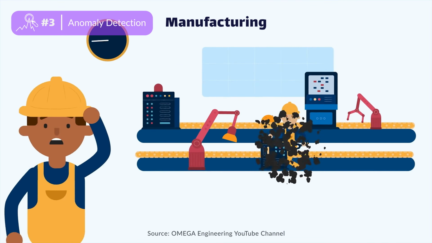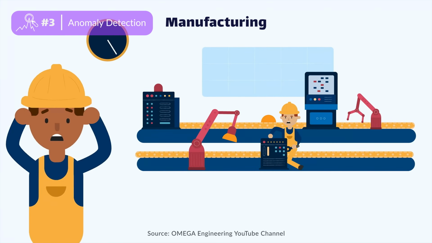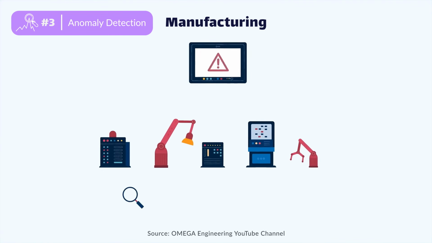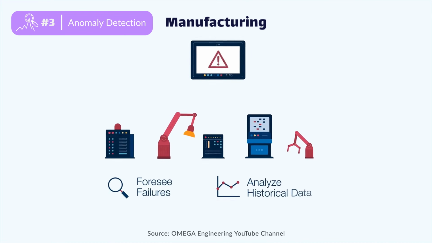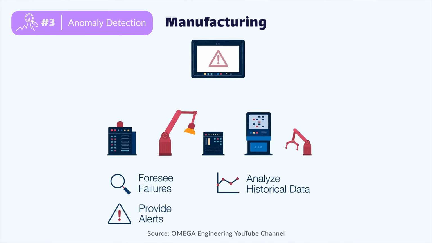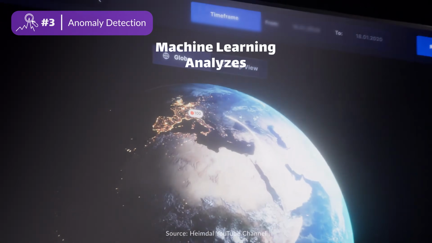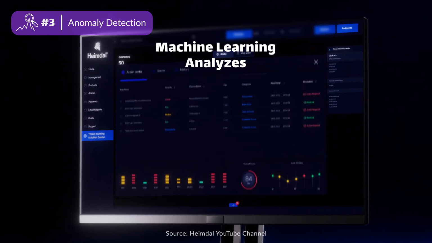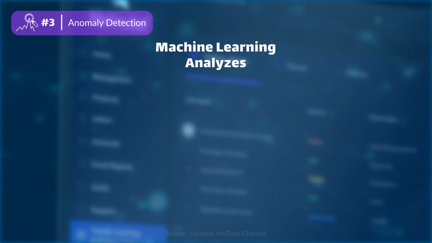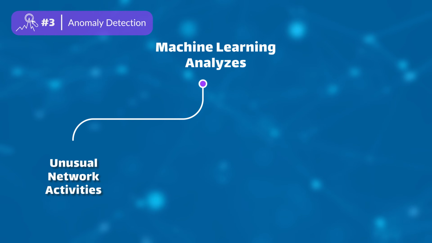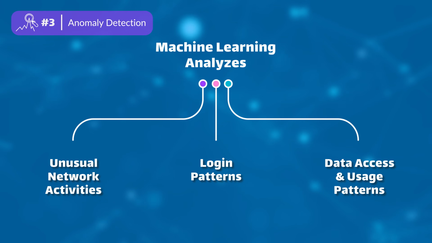In cases where limited historical failure data is available, it can support predictive maintenance by analyzing sensor data and identifying potential indicators of future failures. In cybersecurity, AI-powered anomaly detection can identify intrusions or data breaches by detecting unusual network activities, login patterns, or data access and usage patterns, allowing organizations to respond quickly and protect their systems.